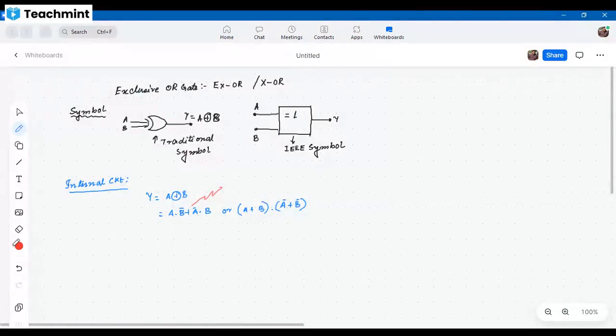If I want to implement this logic, how will you construct the circuit for the XOR gate? I told you the XOR gate can be constructed using any type of basic gates. So I will construct the gates. I will take an AND gate here.